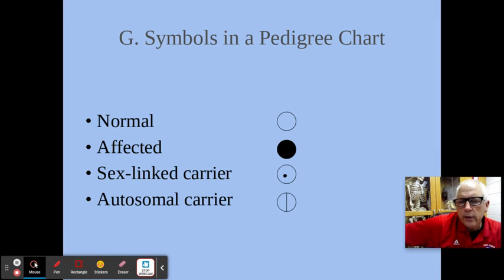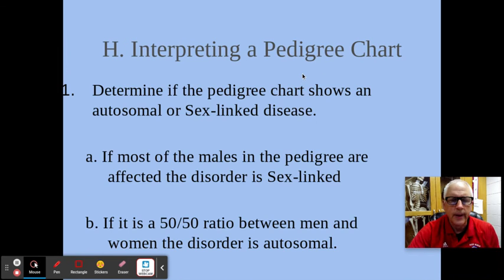Now, when we start tracing genetic diseases, these symbols have meanings. If the whole thing is filled in, that means they have the disease, okay? If they're a sex-linked carrier, X-linked, that we talked about last notes, we put a dot in there. That means they're a carrier. They don't have the disease, but they're a carrier. An autosomal carrier would be a half-shaded circle or square, okay? I don't know why this isn't shaded. So that's what the shading does, it makes a difference.